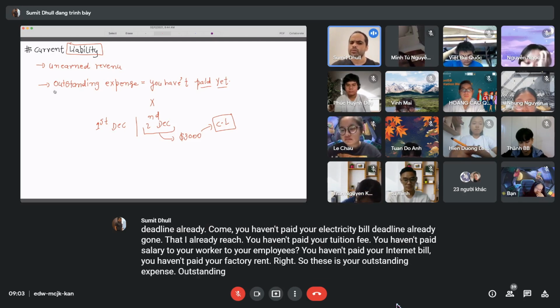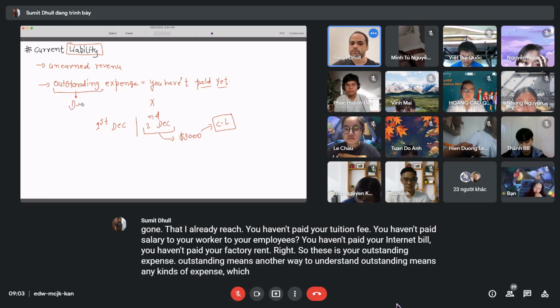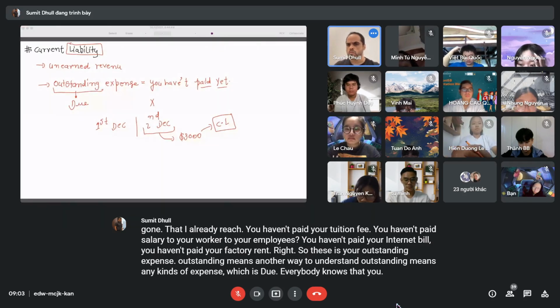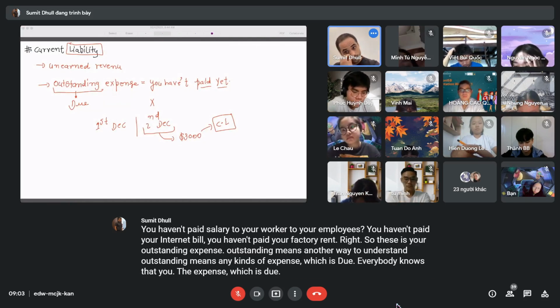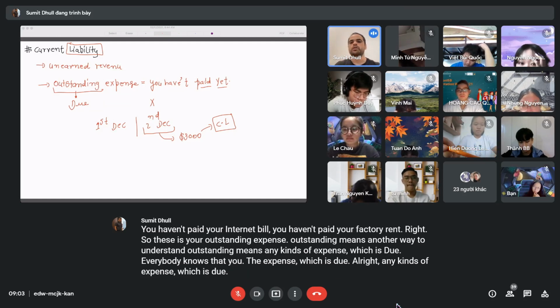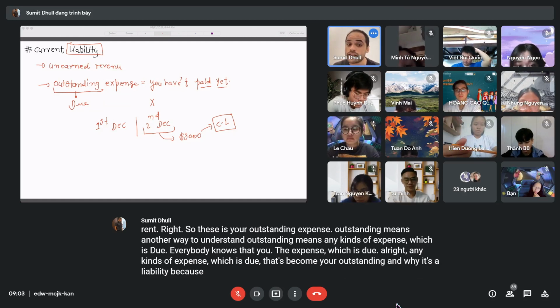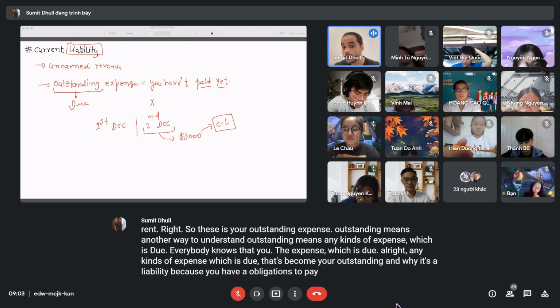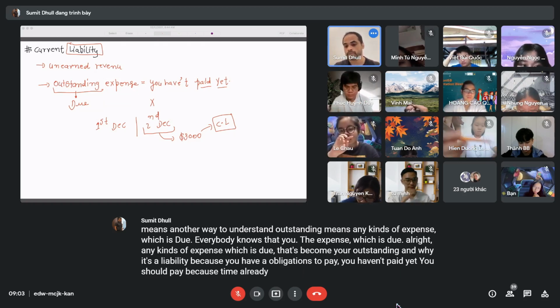Another way to understand, outstanding means any kind of expense which is due. Everybody knows due. Any kind of expense which is due becomes your outstanding. And why is it a liability? Because you have an obligation to pay. You haven't paid yet, and you should pay because the time has already come.